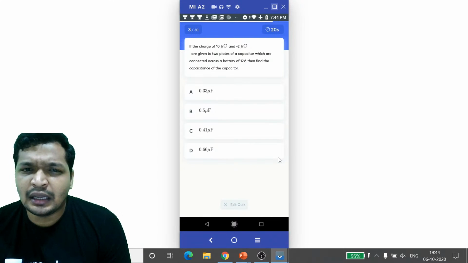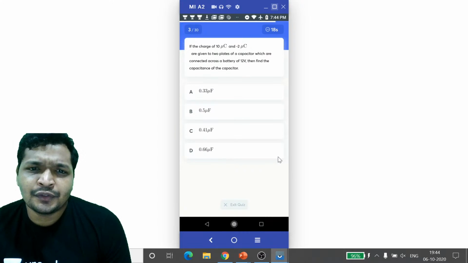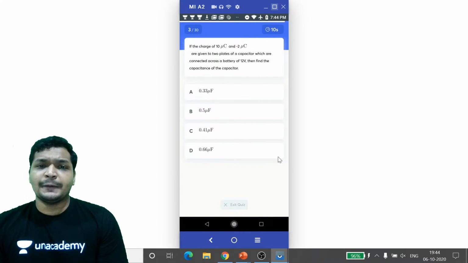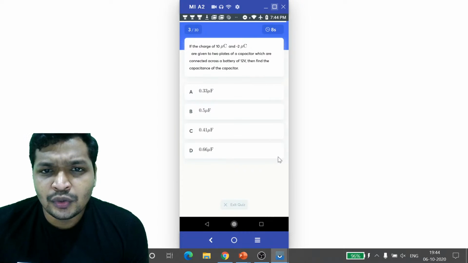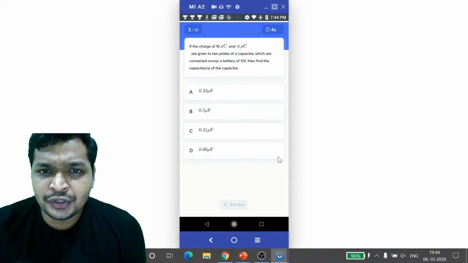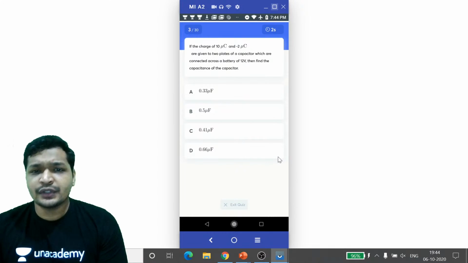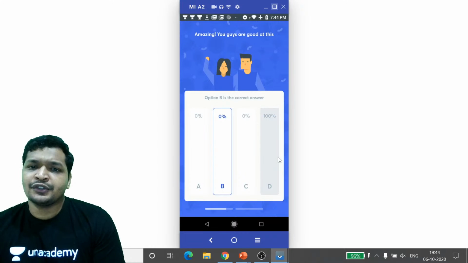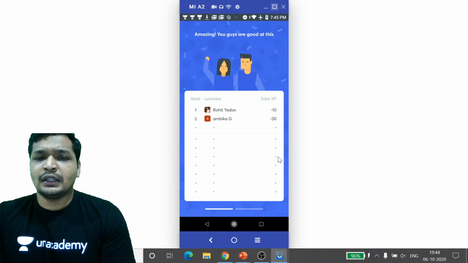I have 10 microcoulomb and minus 2 microcoulomb given to the two plates of a capacitor which are connected across a battery of 12 volts. Then find the capacitance of the capacitor. So it should be Q is equal to CV. Alright, the answer should have been B. It was, I think, 0.5.